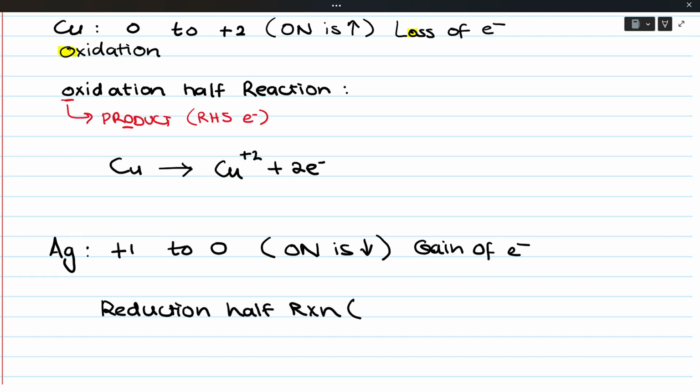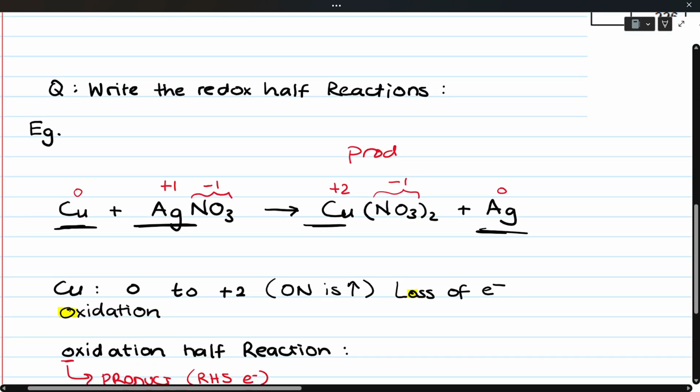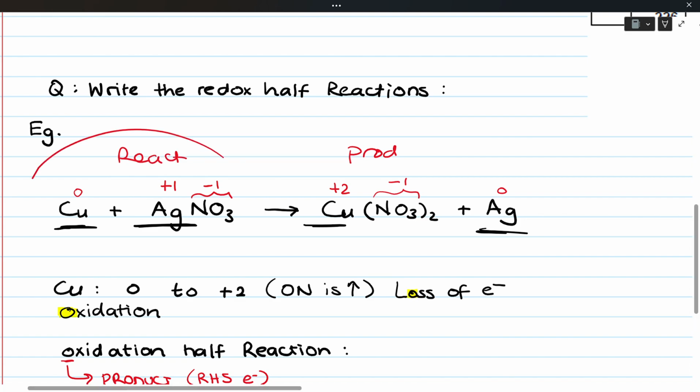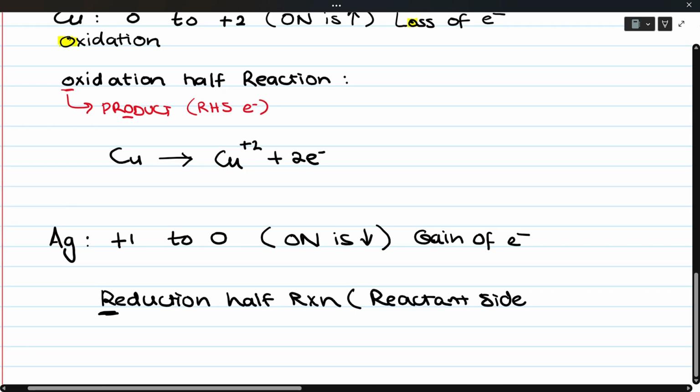Where do I show the electrons? On the right-hand side or the left-hand side? Well, reduction, R for reactant side. So we know it's going to go on the reactant side, and that is which side? Let's look at this at the top here. This is my product side. This is my reactant side. Okay, so reactant side is usually on the left-hand side. Not usually, it's always on the left-hand side. So this is the left-hand side.